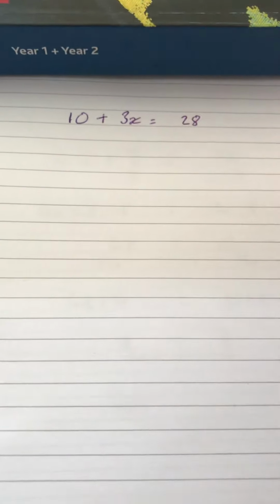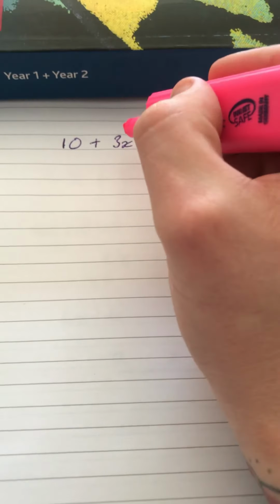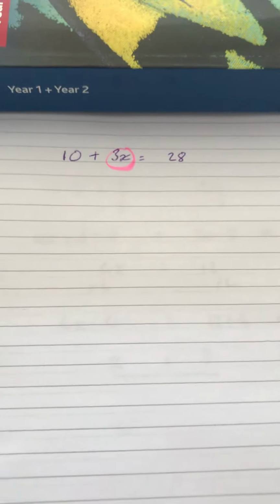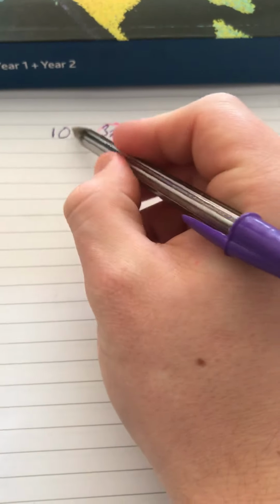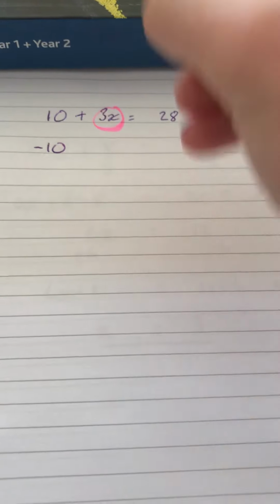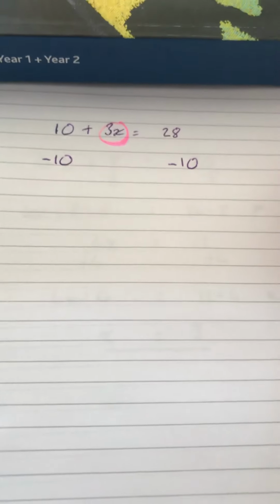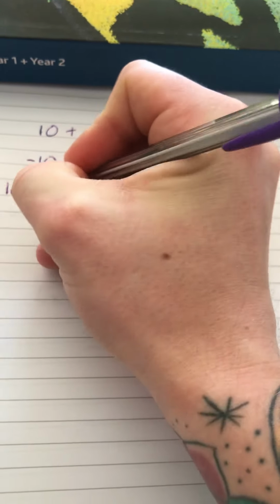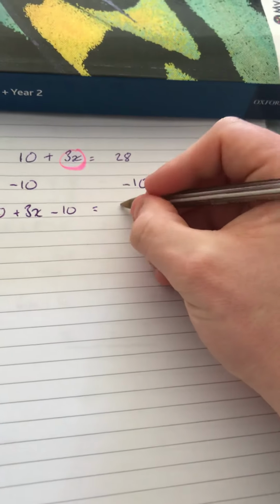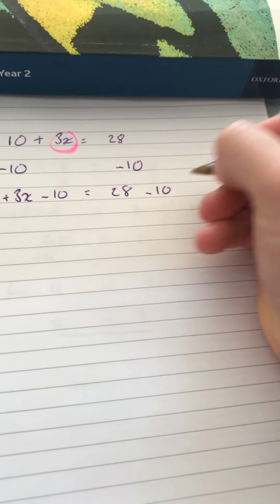Okay guys, you should have paused the video and had a go now. So, this is the bit that I want to isolate because 3x, they are my unknowns, okay? So this is the bit I need to deal with, right? It's a positive 10. So I'm going to have to take 10 from this side of the equation to deal with it. But if I do something to one side of the equation, I've got to do it to the other side of the equation. 10 plus 3x, take 10, is equal to 28, take 10.